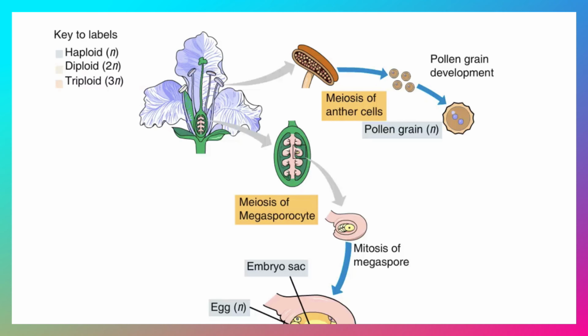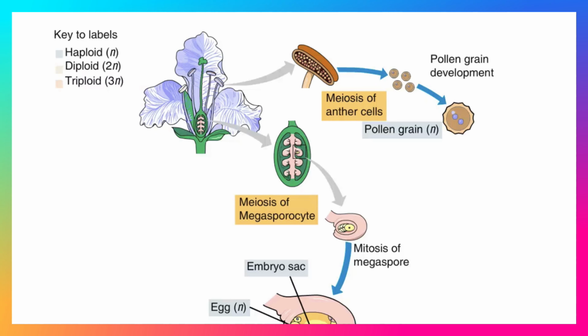A flower can have up to 4 types of modified leaves: petals, sepals, carpels, which consist of a stigma, style, and ovary, and stamens, which consist of an anther and filament. Ovules and megasporocytes are present inside the ovary.